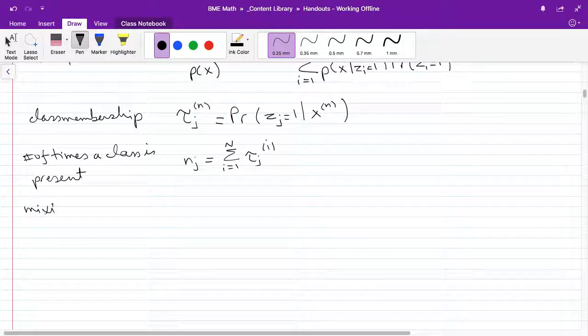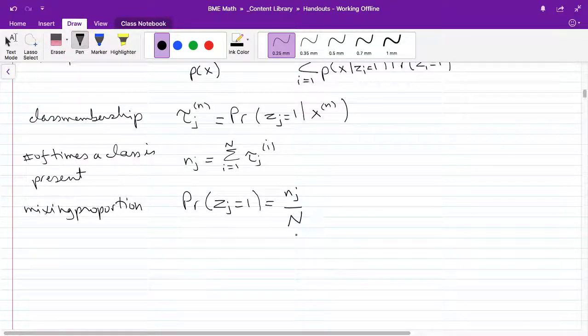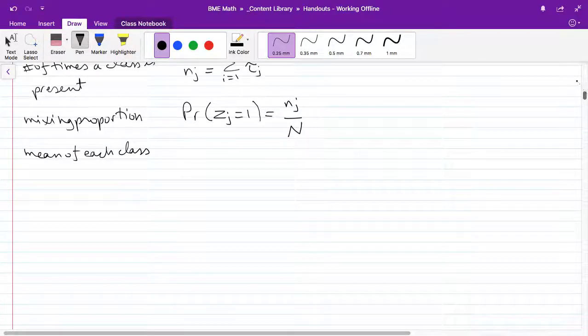Then your mixing proportion, which is your prior probability that you're going to get a particular class, is n j, how many data points you labeled for that class, divided by the total number n. And of course, n j is not going to be an integer. It's going to be some real number. Then the mean of each class, mu sub j, is going to be 1 over n j times a weighted sum of my data, where that weight is the probability of it belonging to that class. That's the mean of that class.